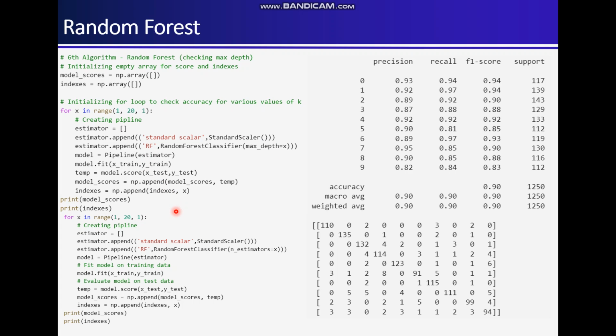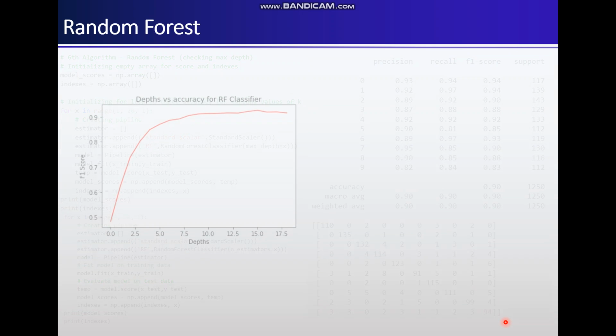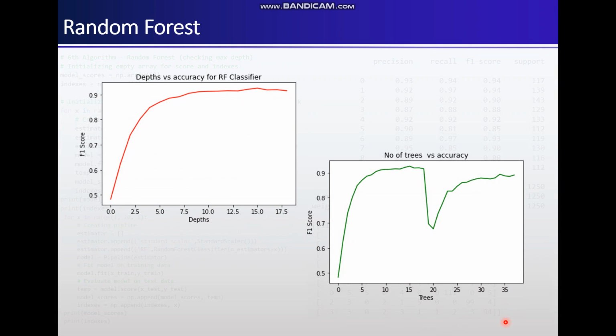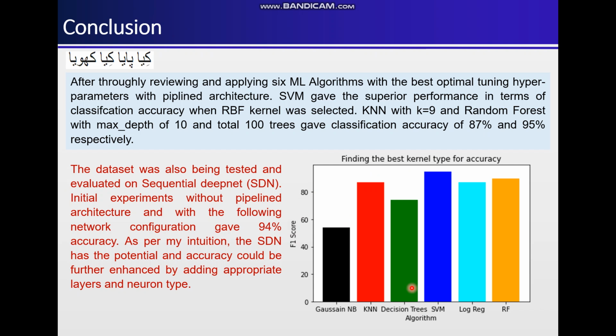So after obtaining the best hyperparameters, I've been able to obtain the accuracy of 0.90, that is the overall F1 score through random forest, and this is the confusion matrix for the best hyperparameters. And this is the plot again showing the classification performance when I have varied the depth of my tree and the number of trees which I have used. So I'll stick with the value of 10, that is the depth of my random forest, and 15, that is the total number of trees in the random forest algorithm.